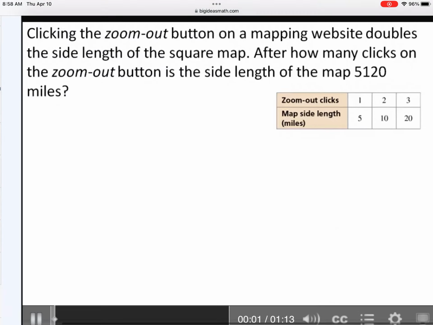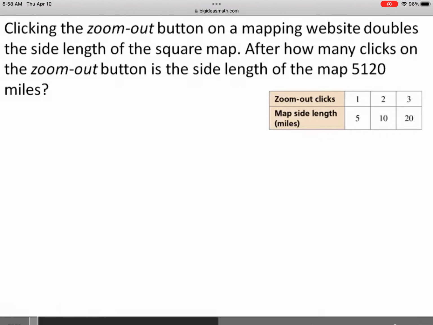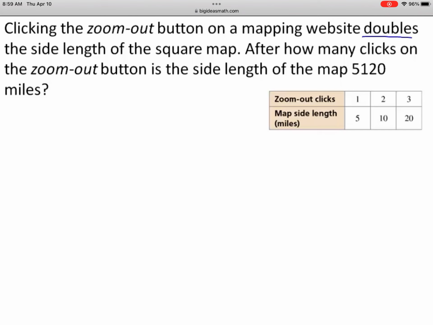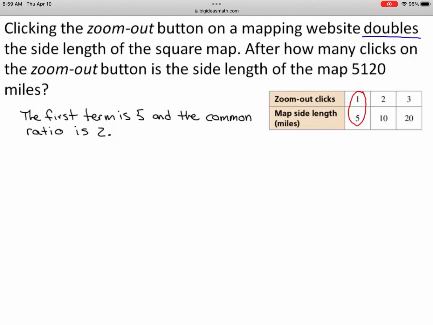Clicking the Zoom Out button on a mapping website doubles the side length of the square map. After how many clicks on the Zoom Out button is the side length of the map 5,120 miles? Because each click doubles the side length of the square map, the common ratio is 2. Because the side length of the map is 5 miles after one click, the first term is 5. So the first term is 5 and the common ratio is 2.